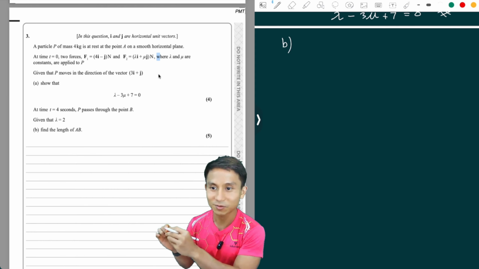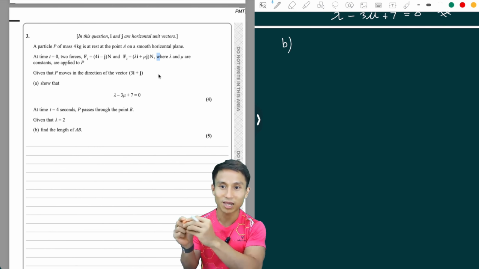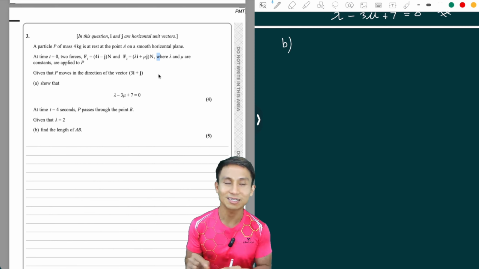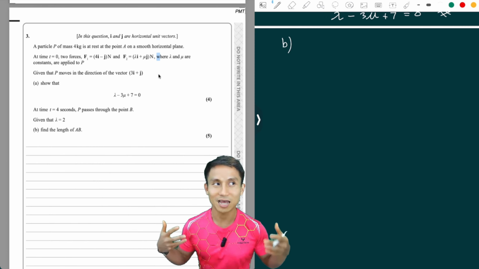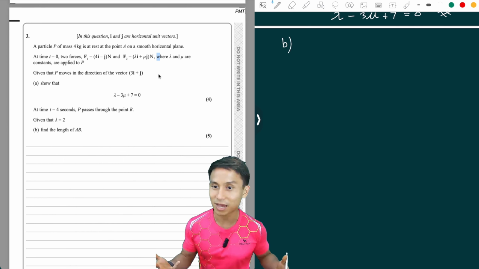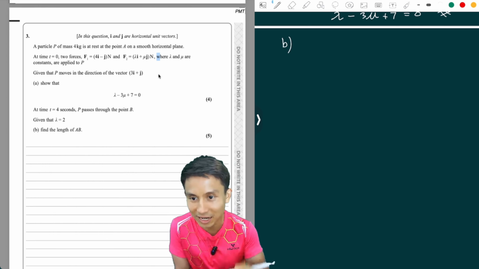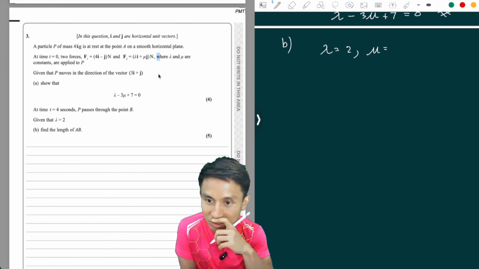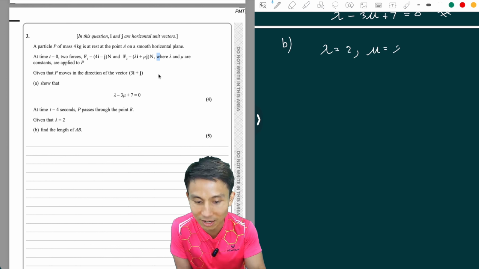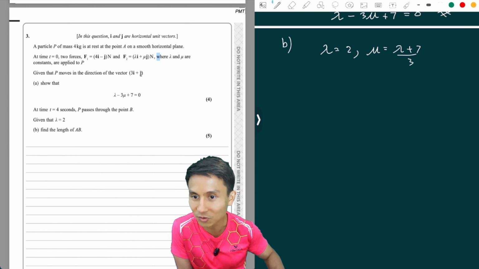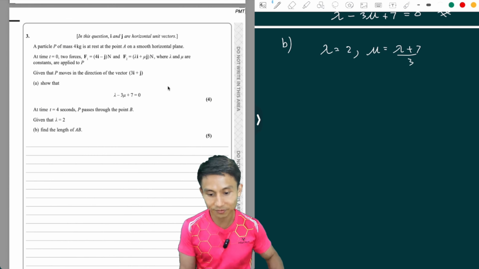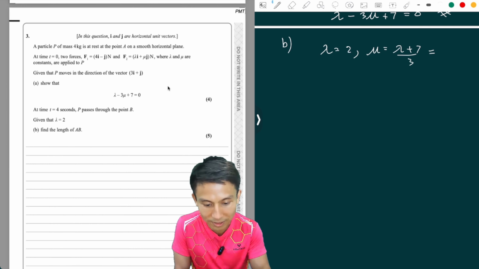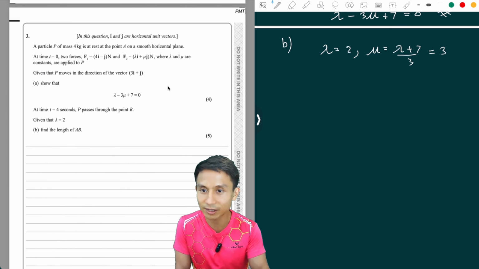You're going from A, which is assumed to be the starting point, and then go directly to B. So you're finding the displacement at time t equals 4. So 4 seconds has passed. So we're going to find the acceleration first. If lambda equals 2, I'm going to solve for mu first. So mu would be (lambda plus 7) over 3, just solving this equation here. And that would be 2 plus 7, 9 over 3, that's 3.